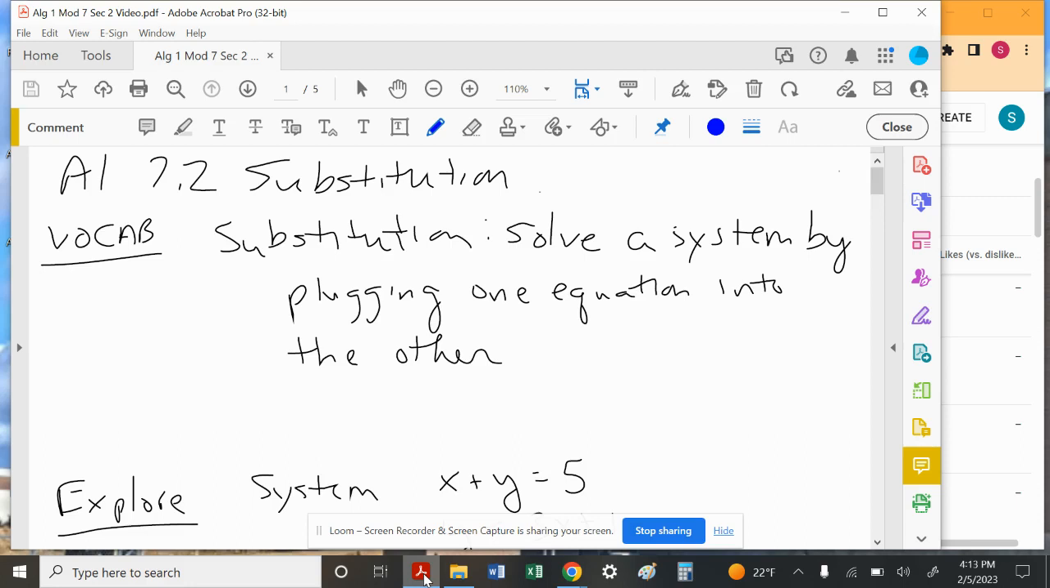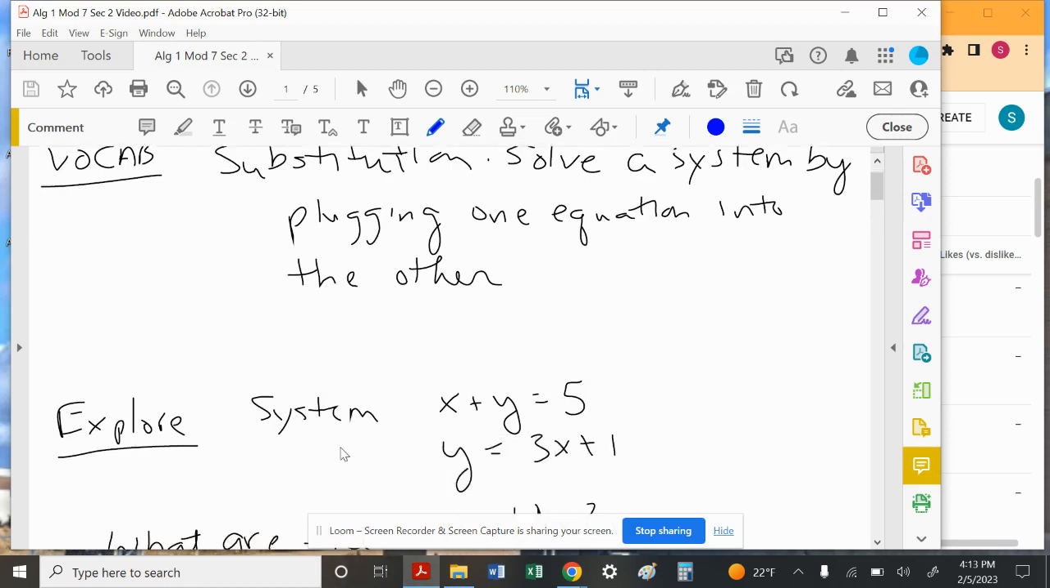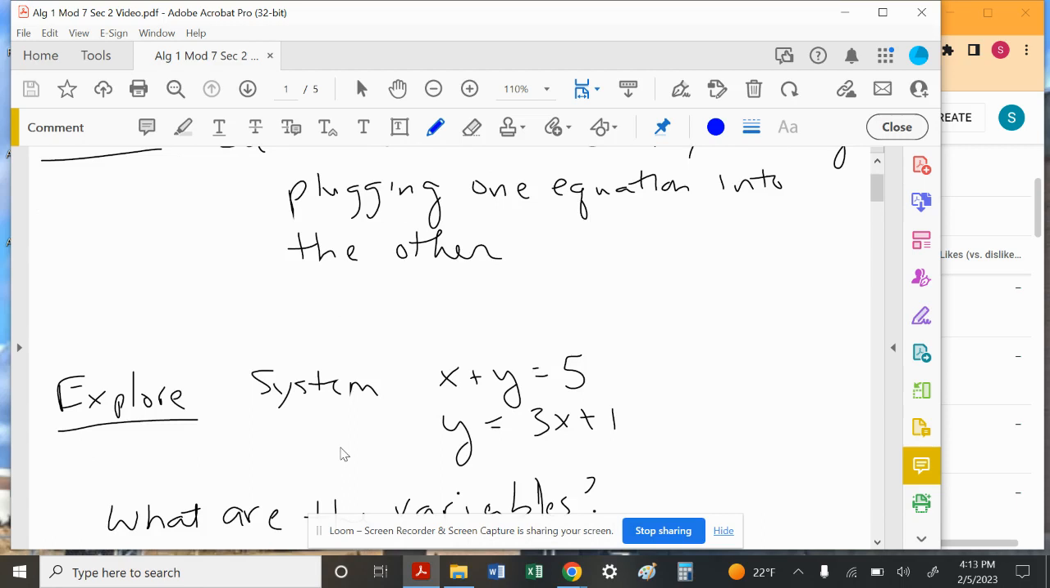So with substitution, this is solving a system by plugging one equation into the other. This can get very confusing because sometimes we have to, of course, first solve for a variable. And once we solve for a variable, then we can plug it in. So for example, we look at this system right here: x plus y equals 5 and y equals 3x plus 1.